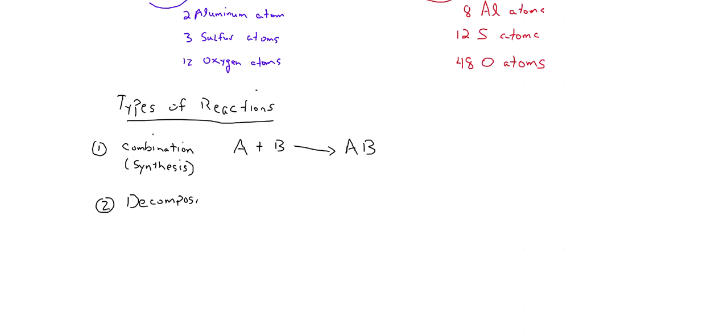A decomposition reaction. And again, this is the opposite, or the backwards, or put the arrow the other way for a combination reaction. So here's where you have a molecule AB, and it decomposes into A plus B. So you see it's the first reaction, combination reaction, with the arrow going the opposite direction. Simple.